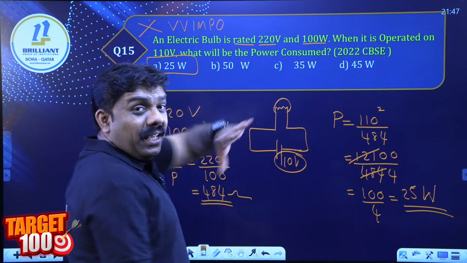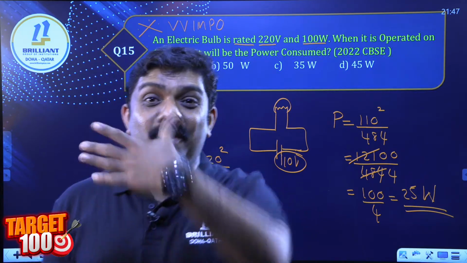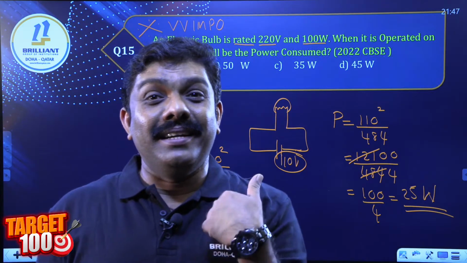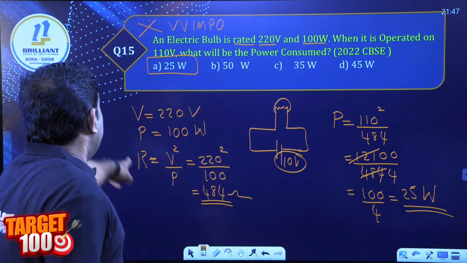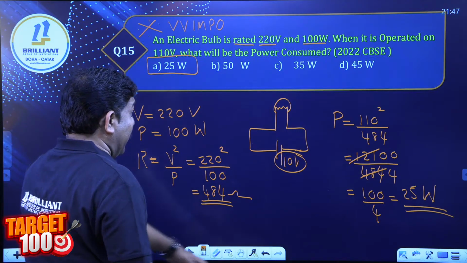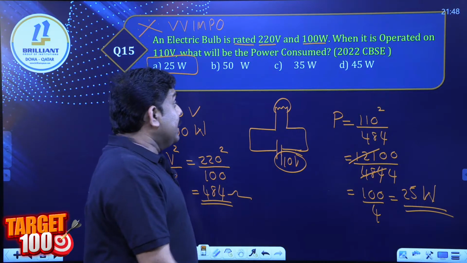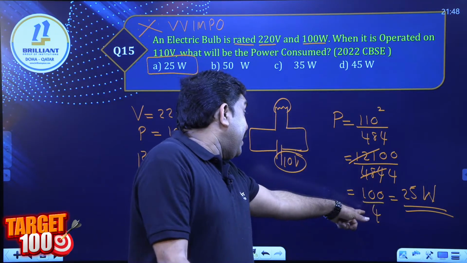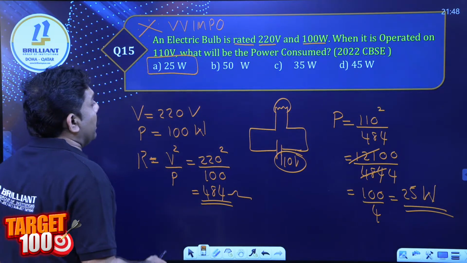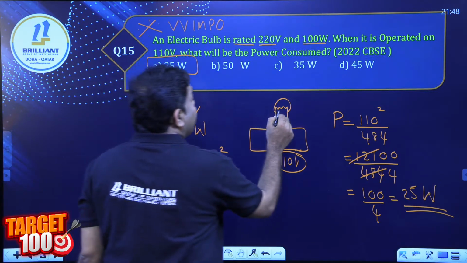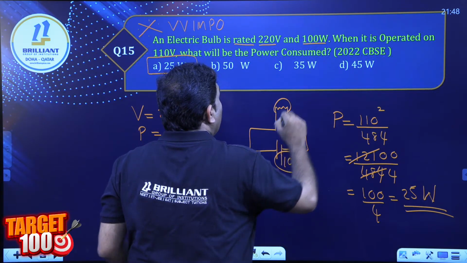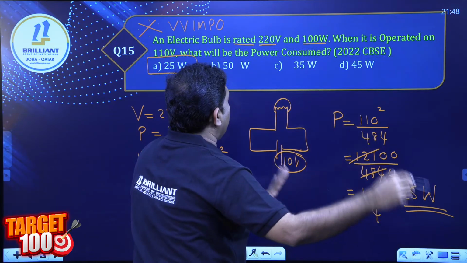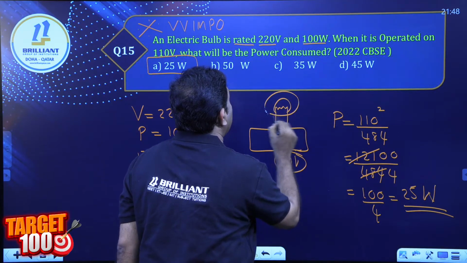So please see, if power and voltage are given, we can find the resistance by using the formula V square by P. We use the same resistance in any circuit, because the bulb is not changing. So 100 by 4, 25 watt. This bulb has resistance 484, so you connect it to any battery, the resistance remains the same.